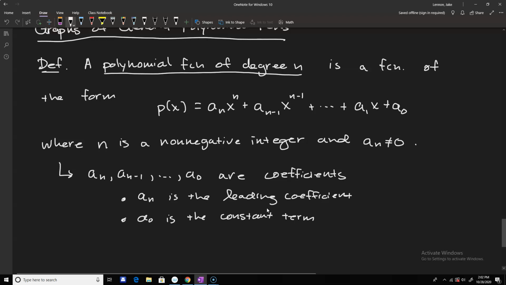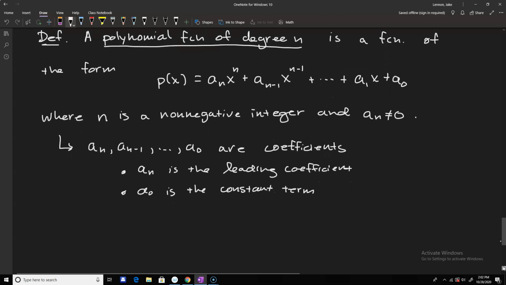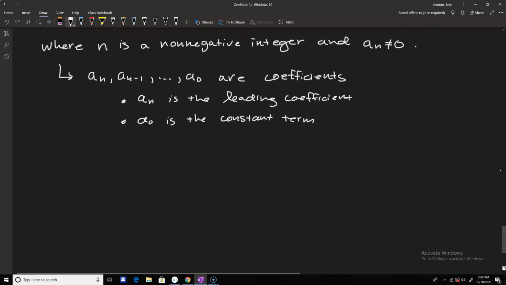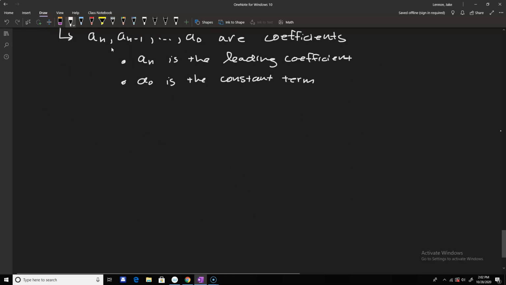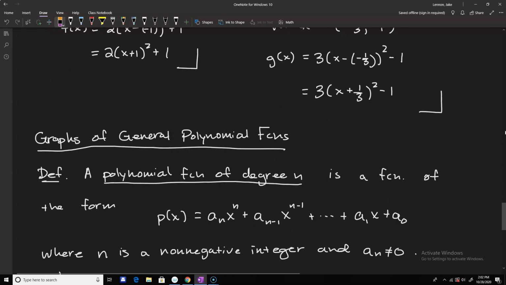So understanding polynomial graphs is based on two things: understanding their end behavior and then understanding their intermediate behavior. The end behavior is completely controlled by that leading term, a sub n times x to the n. So let's start there. Let's understand the end behavior. And the end behavior will break down into four cases.